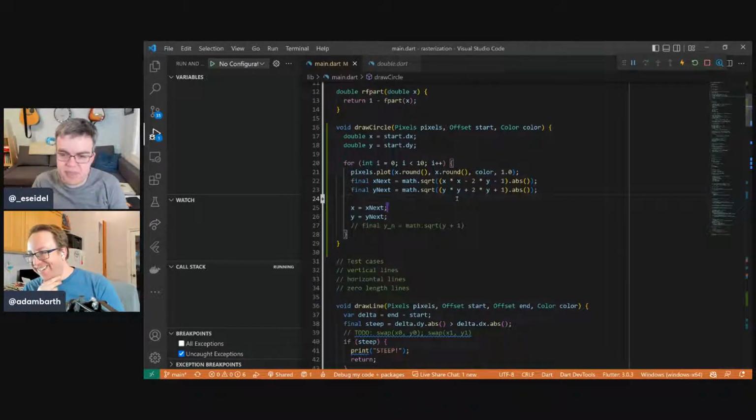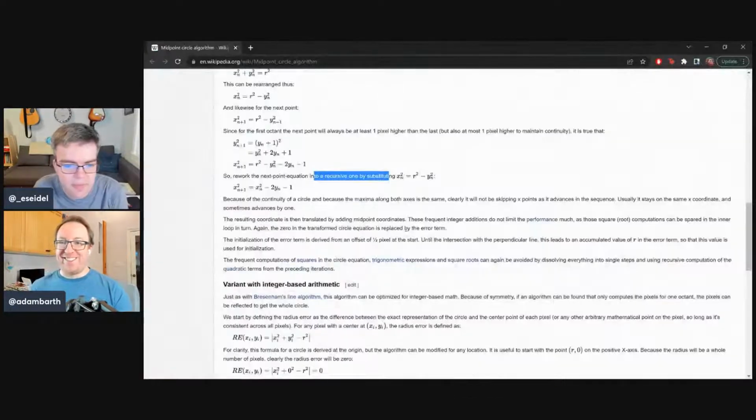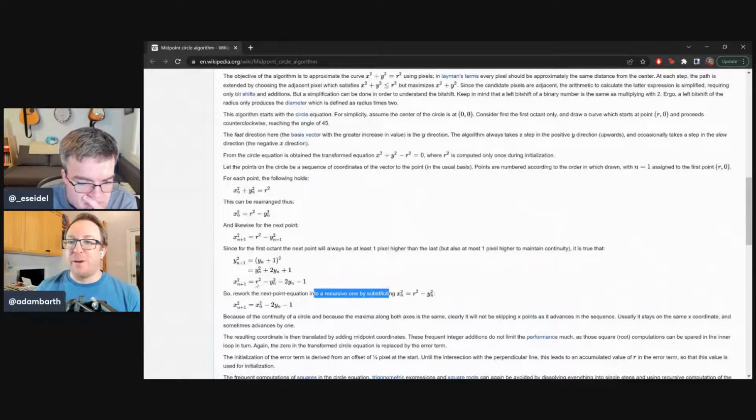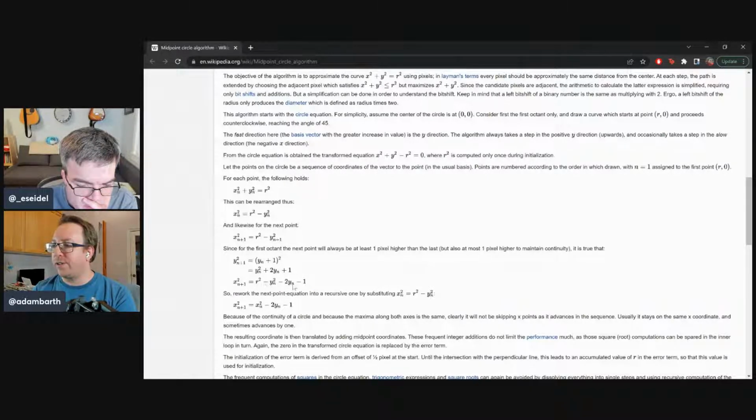Because the radius is missing from our equations. Yeah, the radius is missing from our equation. But that equation has the radius in it. Should we try that one? This one right here. Okay, so let's try that one. What does it say? X next should be related to y.